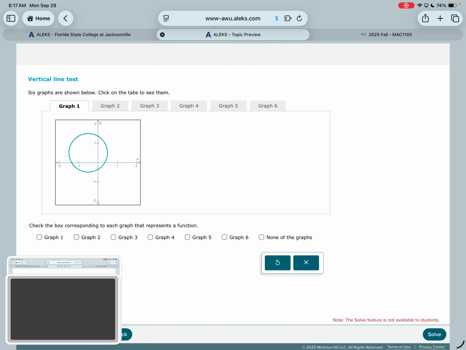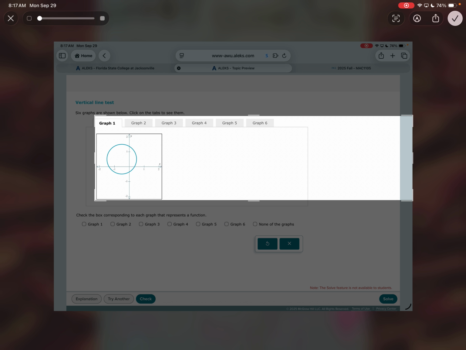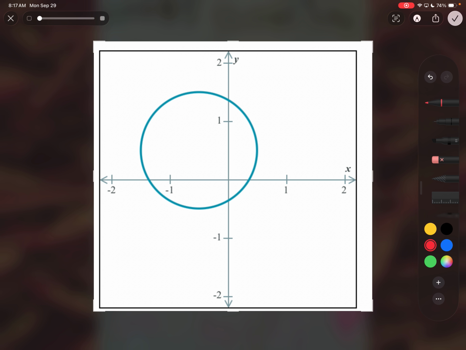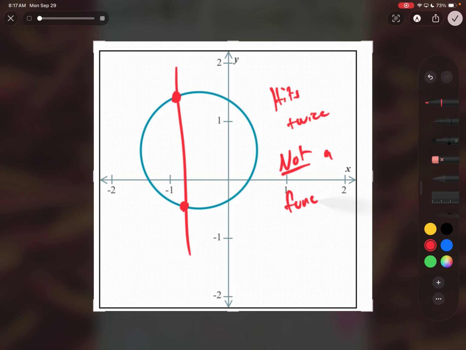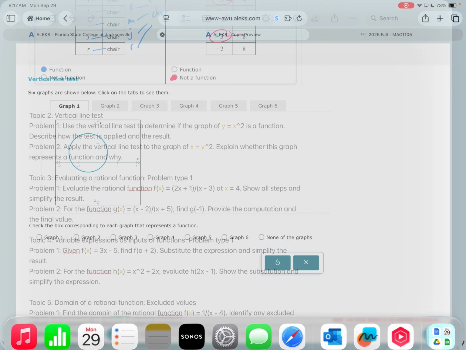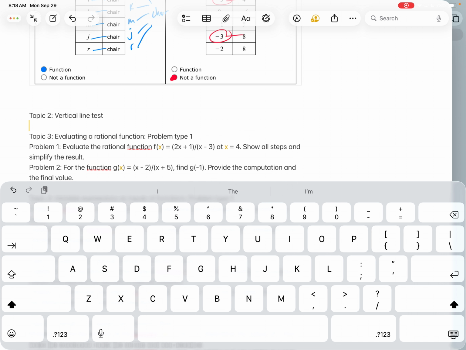Okay, so to do the vertical line test, the rule is, if you draw a vertical line anywhere on the graph and it goes through it more than once, it is not a function. If I draw a vertical line right here, it hits it twice, so it is not a function. Technically, if you draw a vertical line anywhere on the graph and it only goes through it one time, then it is a function. I like to think about it the opposite: if it hits it more than once, it is not a function.